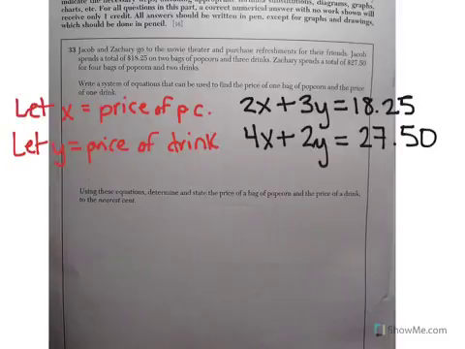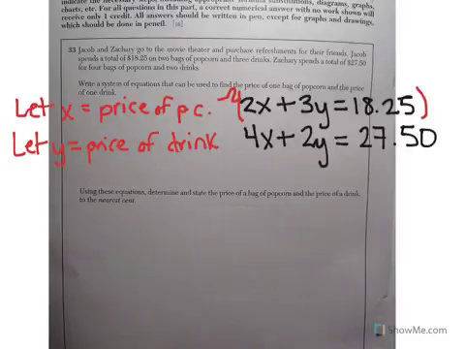Okay, so that's all you have to do for the first part. Now for the bottom, it says, using these equations, determine and state the price of a bag of popcorn and the price of a drink to the nearest cent. So what you're going to want to do here is solve by elimination. That would be the quickest method to find your answer. And so what I would suggest doing is I would multiply this top equation by -2.